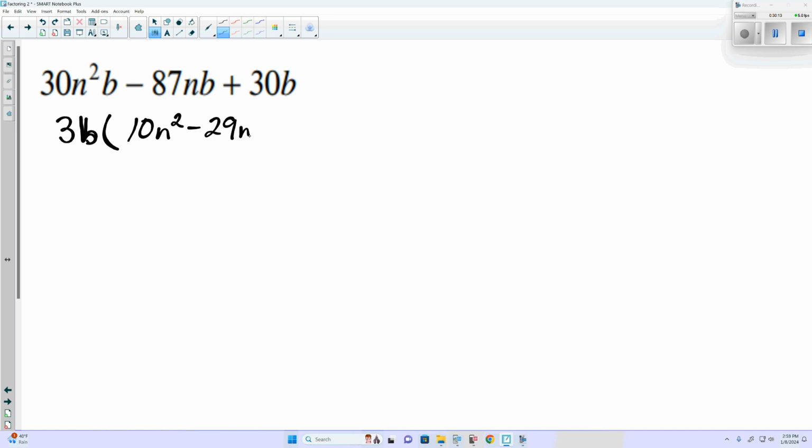And then plus 10. So we divided the 3 out of 30n squared b and get 10n squared, and the b factors out. The middle term, 87 divided by our 3 is 29. We still have the b factors out completely. And the last one becomes just 10.